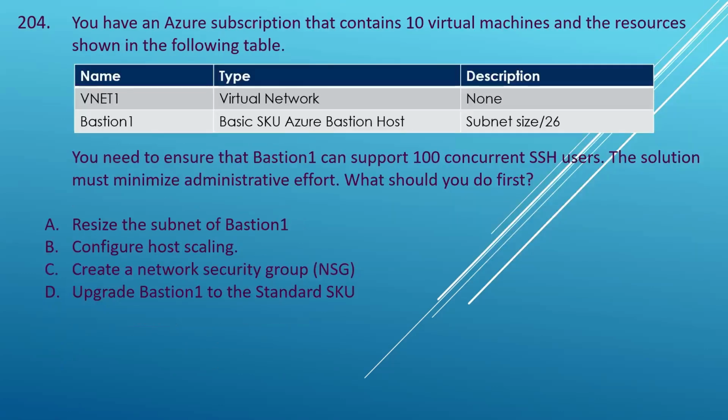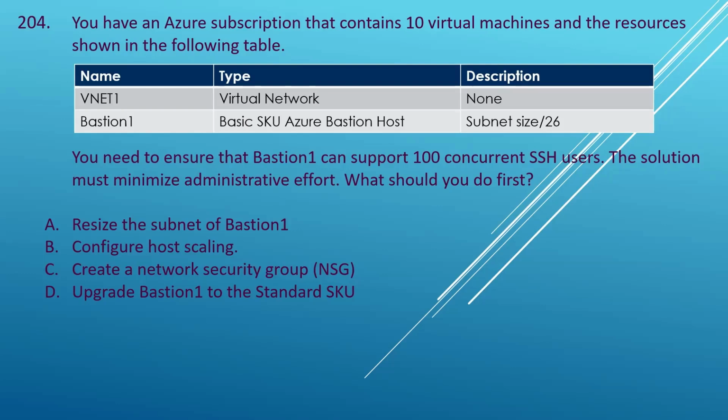Question number 204. You have an Azure subscription that contains 10 virtual machines and the resources shown in the following table. The resources are VNet 1 and Bastion 1. VNet 1 is a virtual network type. Bastion 1 is a basic SKU Azure Bastion host. VNet 1 does not have any description, and Bastion 1 has a description mentioning the subnet size is subnet mask 26.